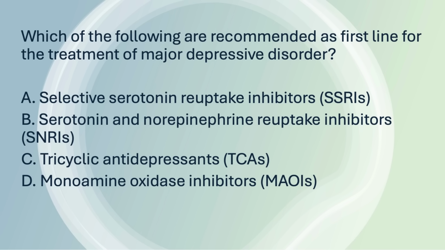So which of the following are recommended for the first line for treatment of major depressive disorders? The answer is SSRIs. And that will always be the case. If you have somebody that comes to you that has never been on a medication, there's an algorithm that we follow, and we always start with an SSRI. And if you're not familiar with that, that's going to be like fluoxetine or Prozac.